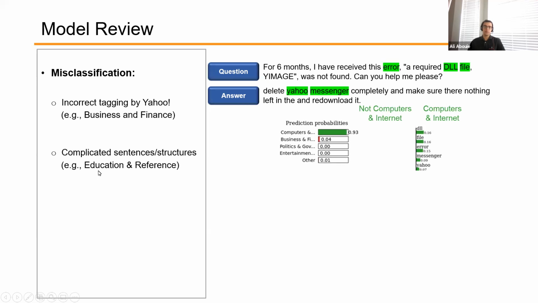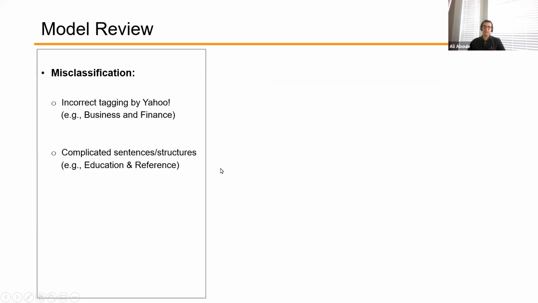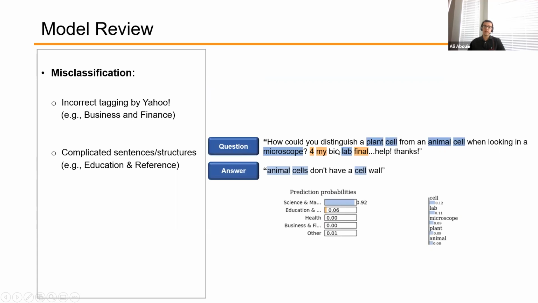And the second reason for misclassification is related to complicated sentences and structures. So giving you an example again, the question was about how could you distinguish a plant cell from an animal cell when looking in a microscope? So far the question is related to science. But then in the next sentence, they are asking about for my bio lab final. And this sentence alone, with these 3 keywords and the weird structure of 4, has changed the class from science to education. And that confuses the model.